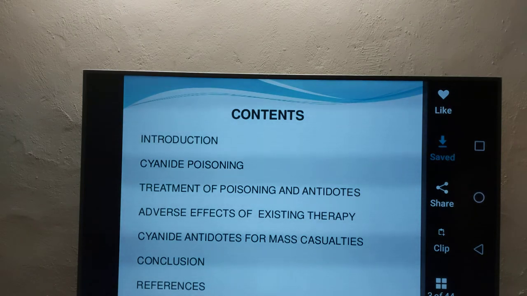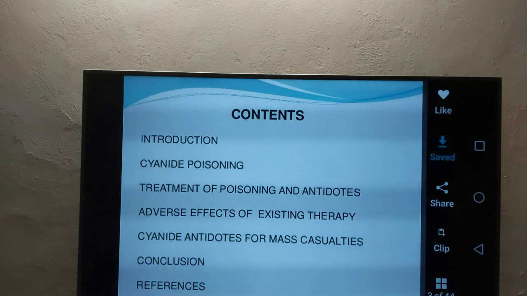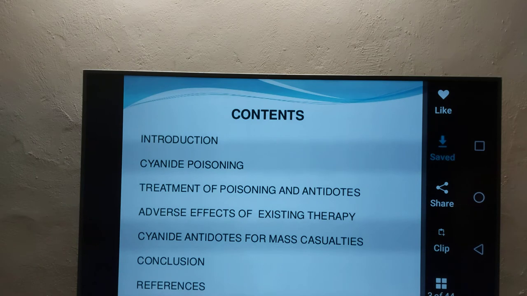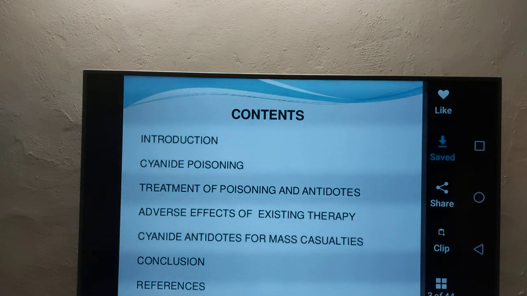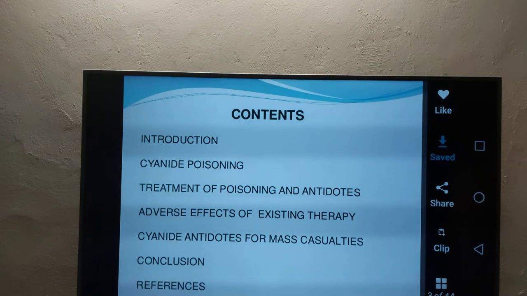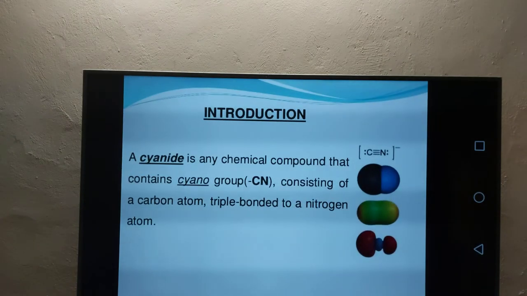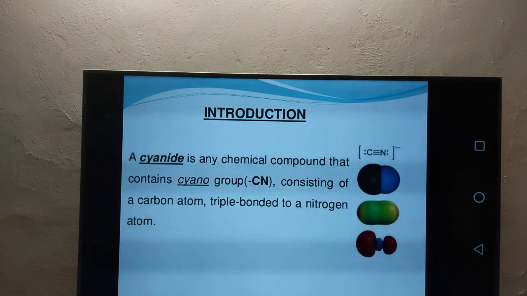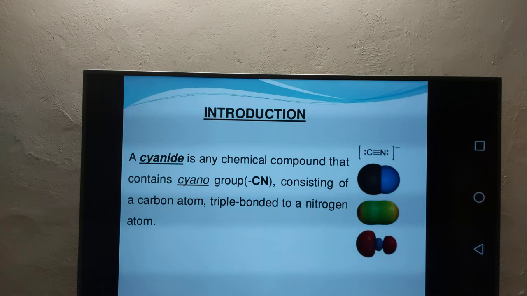In this lecture, we are talking about cyanide poisoning. What are the forms available? What are the types of poisoning, treatment, and postmortem changes? Cyanide is a chemical compound that contains the cyano group. It is a chemical asphyxiant that reacts with hemoglobin and other enzymes at the cellular level, causing cytotoxic anoxia, that is, asphyxia at the cellular level.